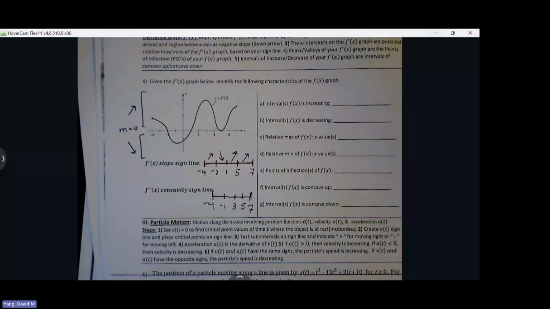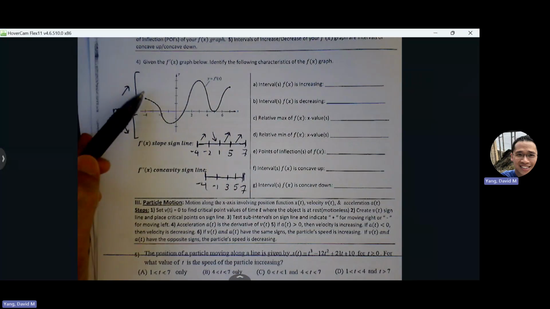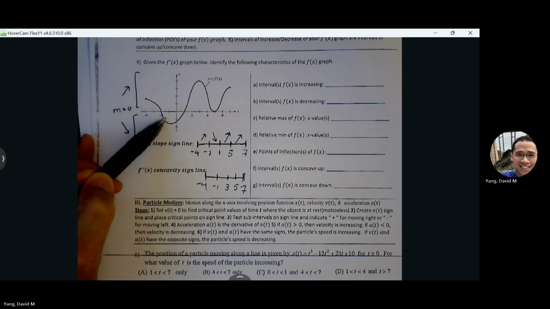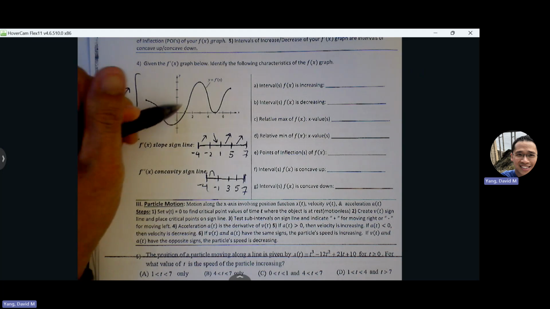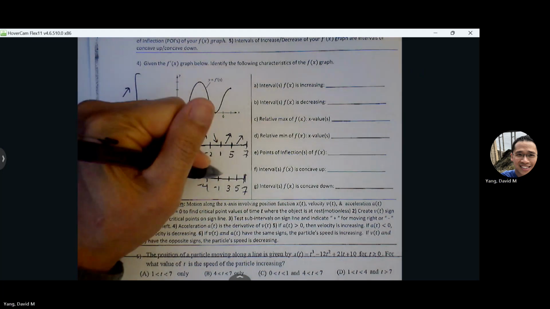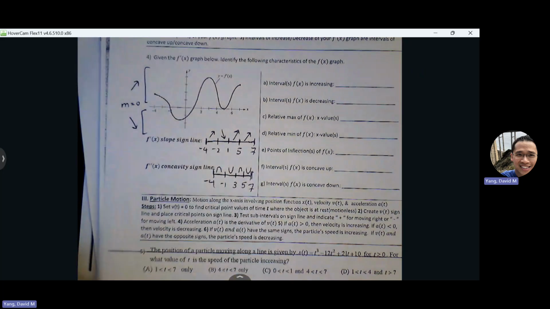And then to fill in your concavity information, now you can look at the slopes. So negative slope is going to indicate where the original graph is going to display concave down. Positive slope is where the original graph is concave up. Negative slope, positive slope. Is it when this slope is positive or when it's increasing? When the slope is positive, or when the graph is increasing, which means positive slope. Right.